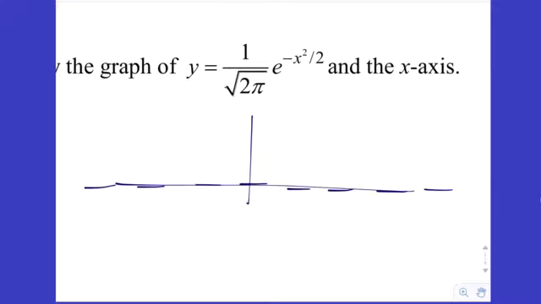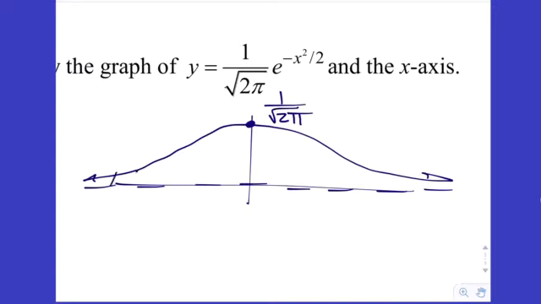What's the y-intercept? What do you get when you plug in a 0 for x? You get 1 over the square root of 2 pi. So this graph should look something like this and something like that. Oops, symmetric. We want to figure out what the area under the curve is.